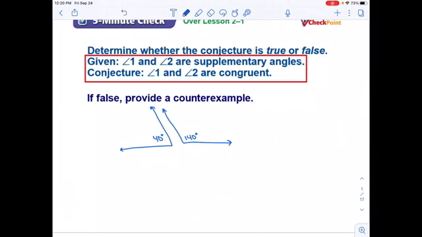Now, our conjecture is that angle 1 and angle 2 are congruent. Now, based on the picture I just drew, two angles that are supplementary, these two angles are not congruent. They're also not to scale, but they're not congruent, right? So this means this conjecture is false, and a counterexample is one like I have drawn, that you can have one angle be 40 degrees and the other be 140 degrees. They are supplementary but not congruent.